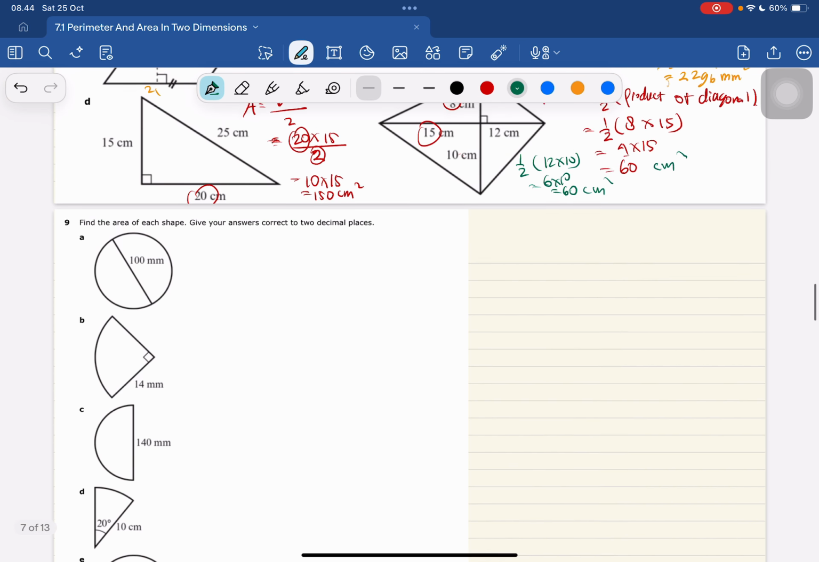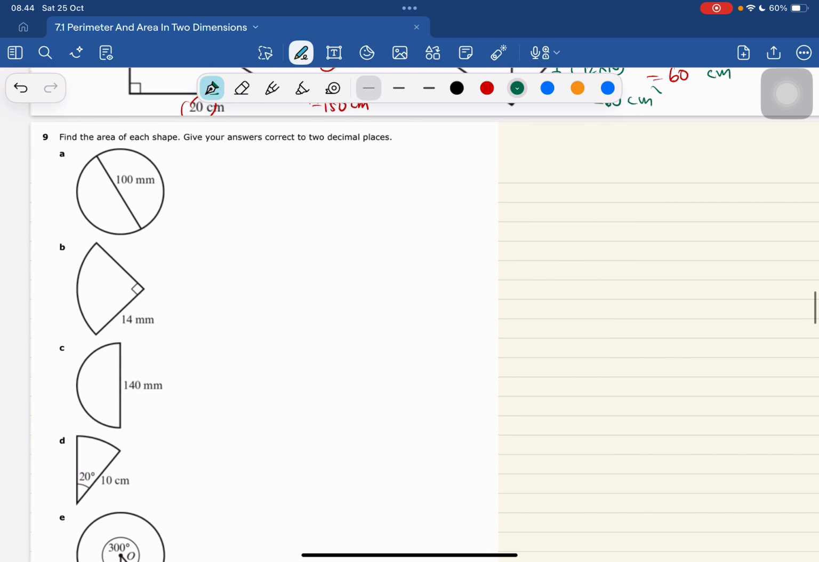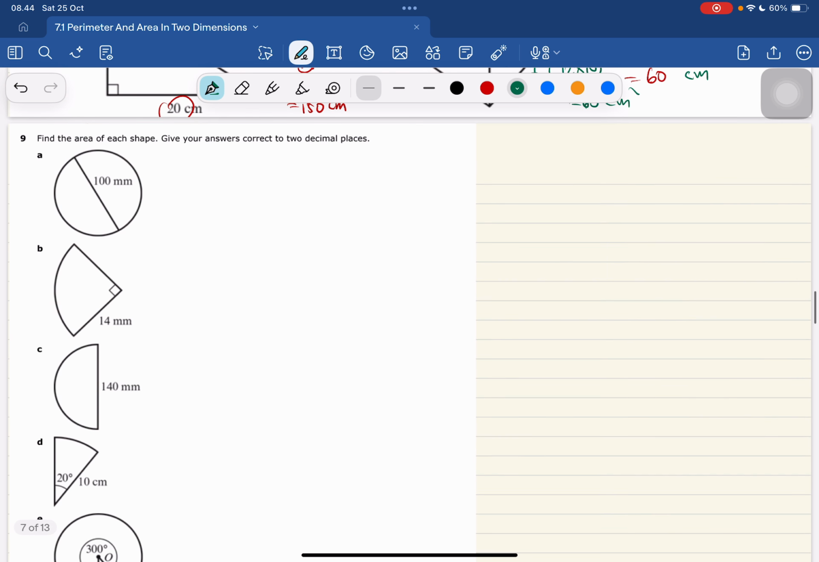Okay, next number 9. Find the area of each shape. Give your answer to correct decimal place. Okay, this is 100. So the area of the circle is gonna be pi r square, this is the area. So if this is 100, so this is gonna be pi times 50 square.